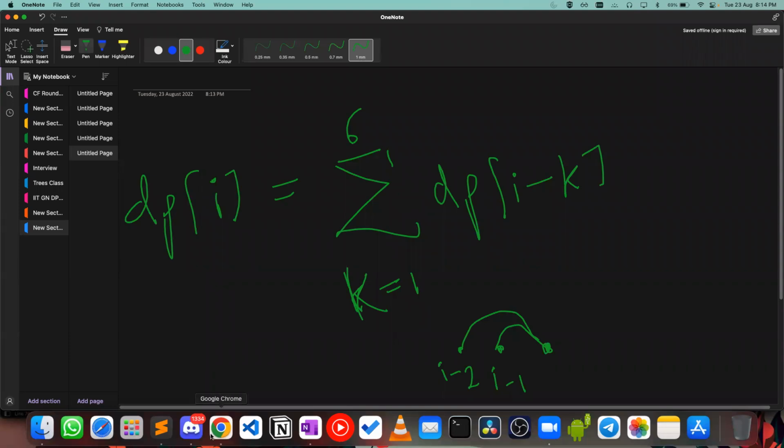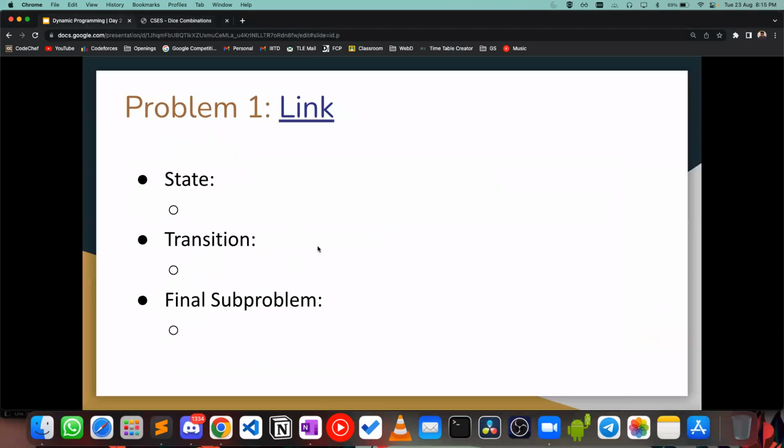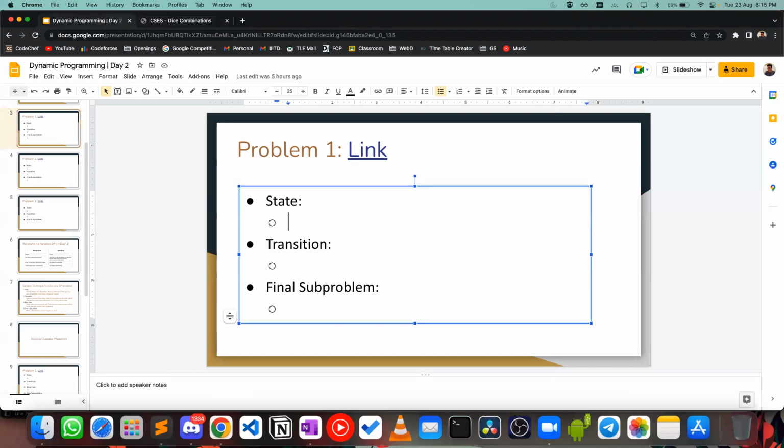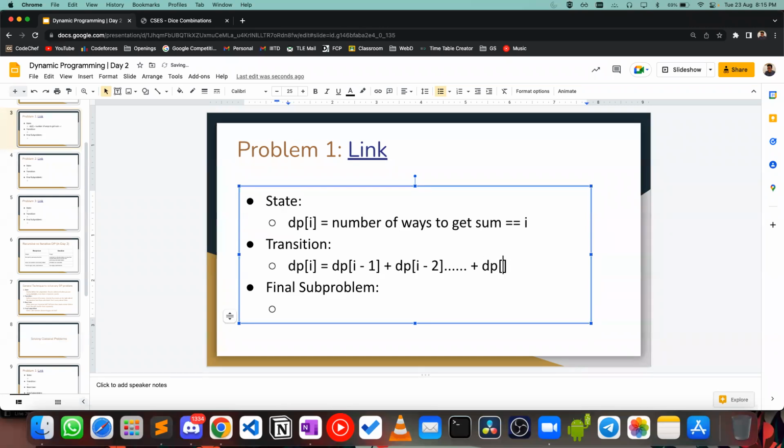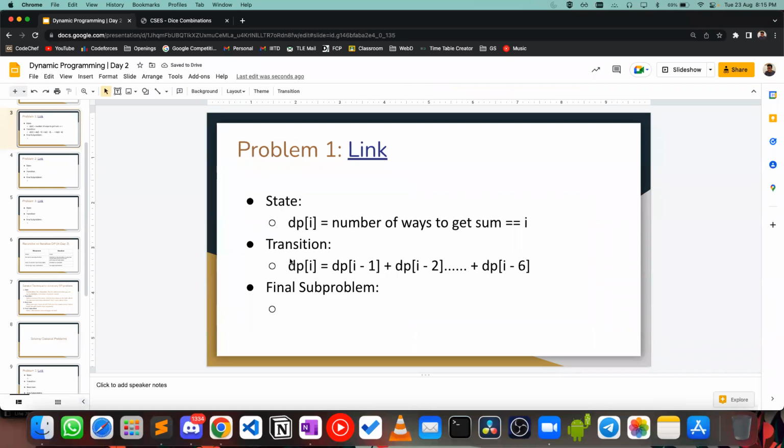Right? So what do I write here? Let's try to update these values. The state is dp of I equal to the number of ways to get sum equal to I. And the transition is dp of I is equal to dp of I minus 1 plus dp of I minus 2, and so on up till dp of I minus 6. Does that seem fine to all of you? We have a state and we have a transition.